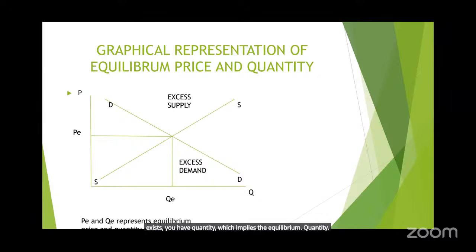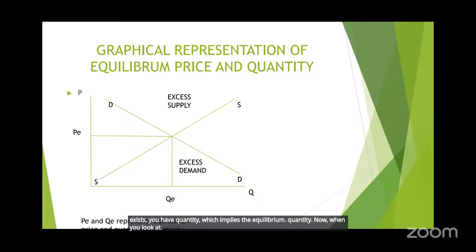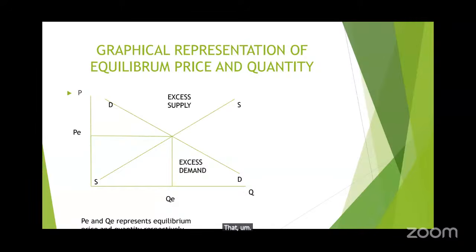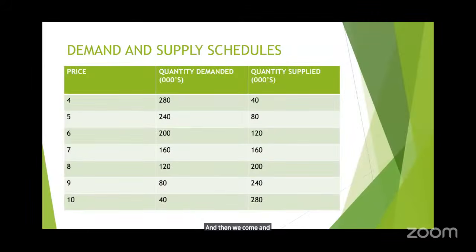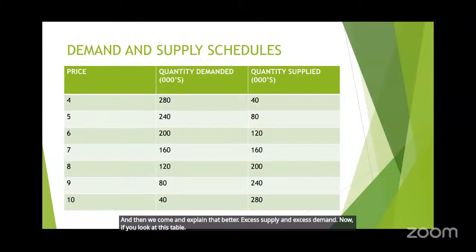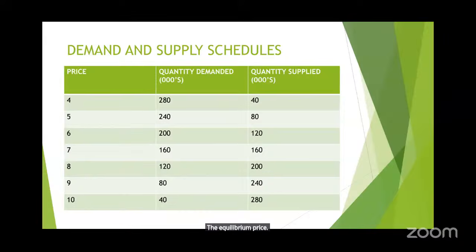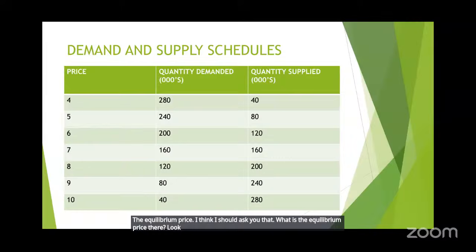Now, when you look at that table very well, you will discover that at any point in time, we have what is called excess supply and excess demand. Let me go back to that table and then we come and explain that better. Excess supply and excess demand. If you look at this table, what is the equilibrium price here? Look at the table and tell me the equilibrium price.